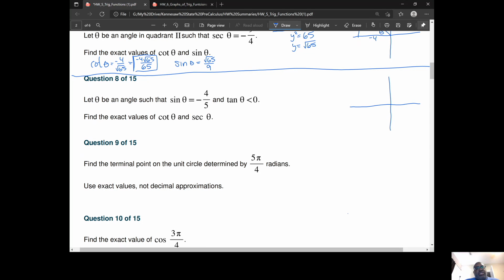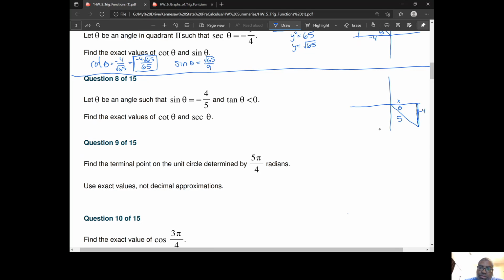Let theta be an angle such that sine of theta is equal to negative 4 over 5. So our sine being negative means it's in either 3 or 4. And tangent is less than 0. That means that it's on this side. We always have to give you enough information to figure out which side it's on. So that's theta. So sine of theta is negative 4 over 5. We have to find x.